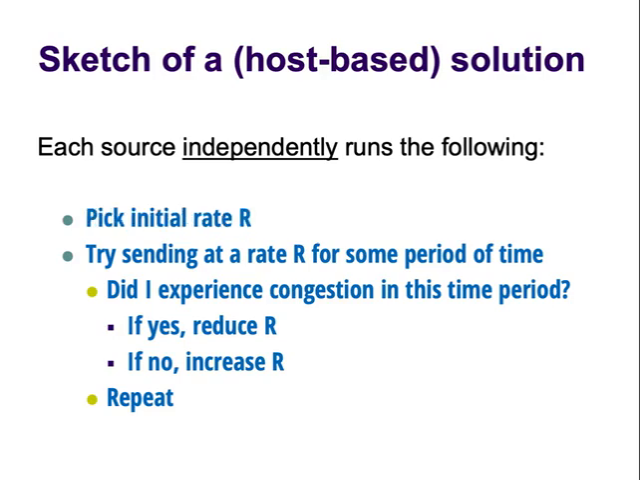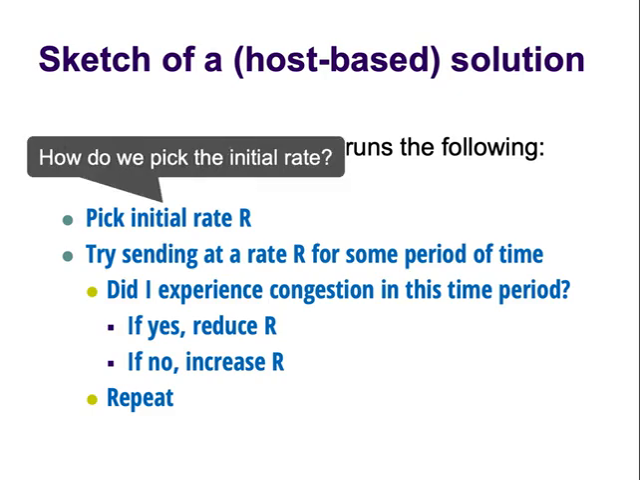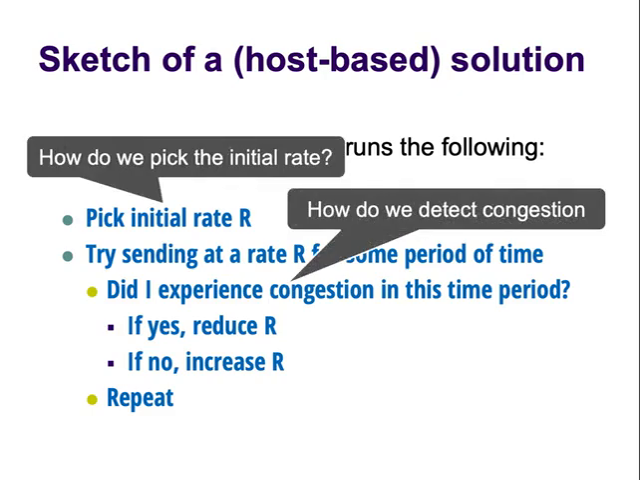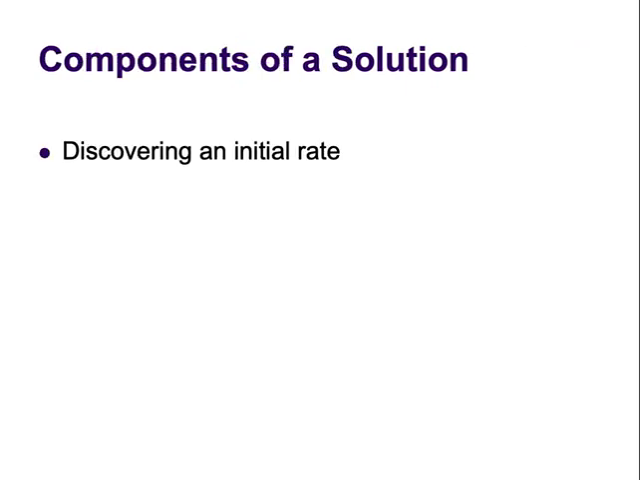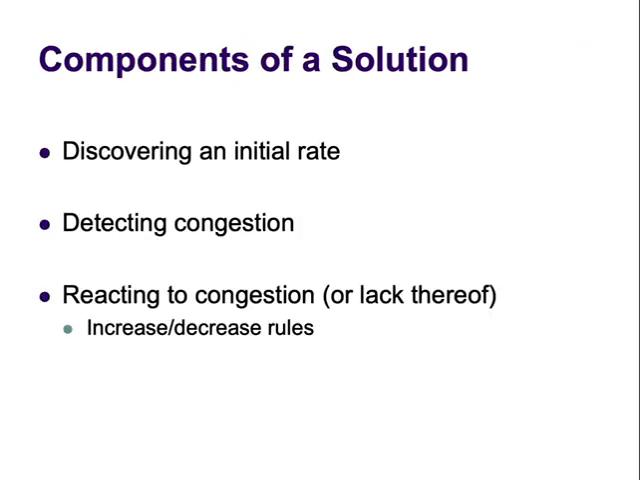The one thing that's missing here is the initial rate R. You need to start at some initial rate R. How do you pick this? And so those are the three components of our solution. How do we pick this initial rate? How do we detect congestion? And then how do we adjust to congestion? Right? What are these increase-decrease rules? So the components of a solution are discovering that rate, detecting congestion, and reacting to congestion.